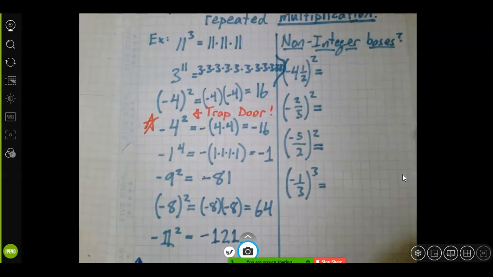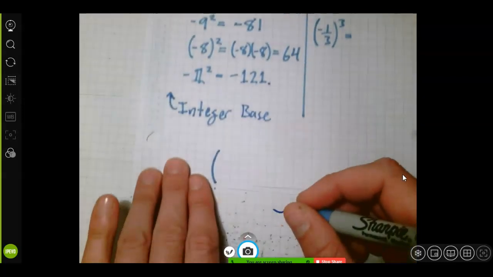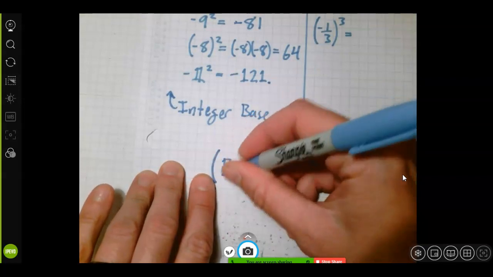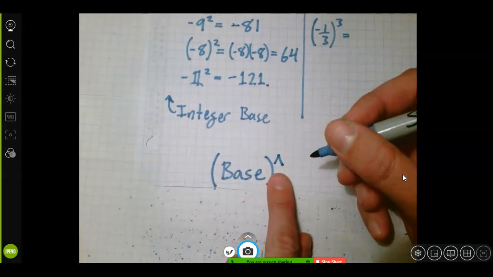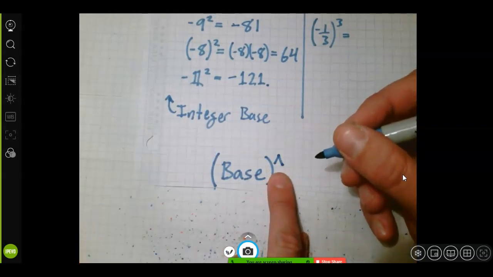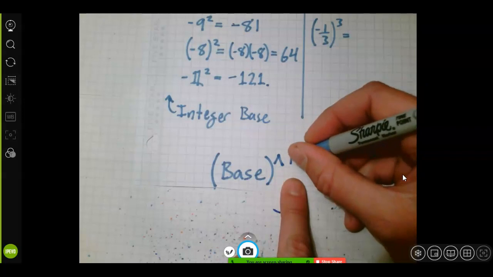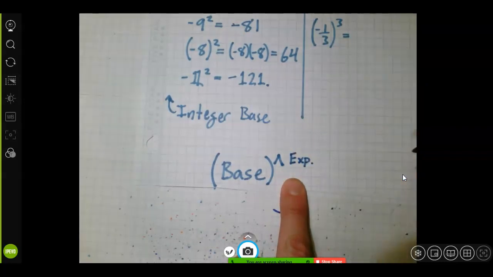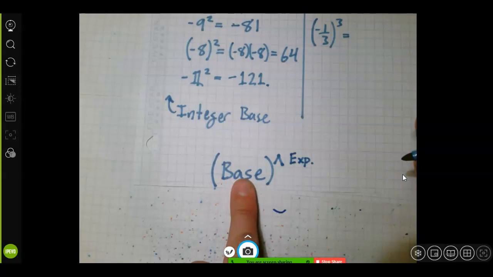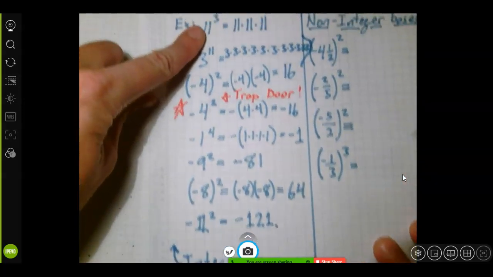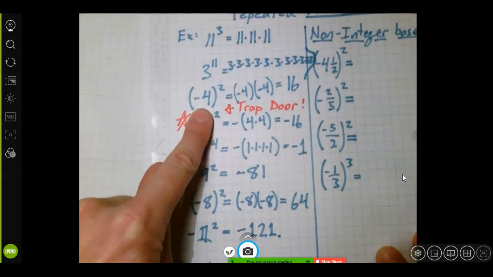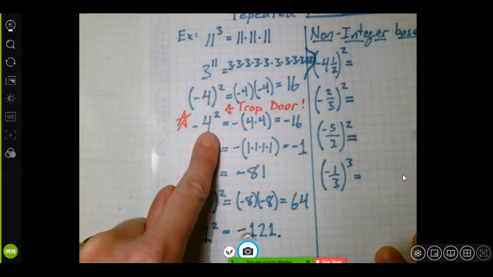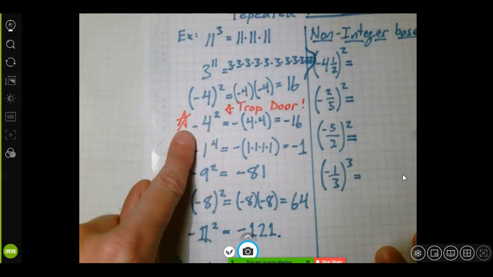By the way, we should write this down. All exponent problems are set up base value, and the symbol we use mathematically is the upward caret. Base raised to the exponent. So base is the thing being raised to the power. So my base is 11, my base is 3, my base is negative 4. Here my base is only 4, and then the negative gets applied.